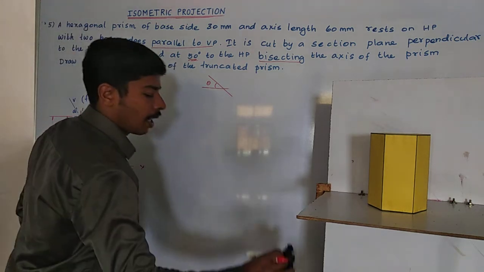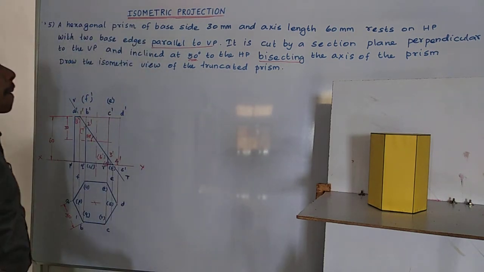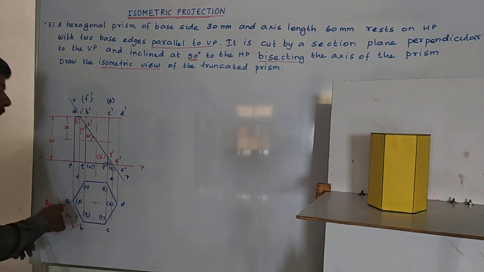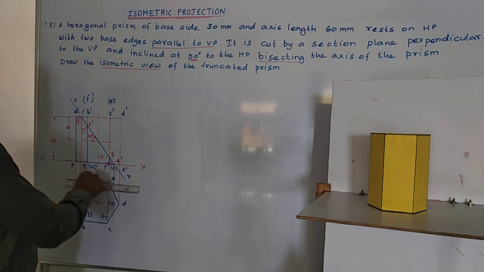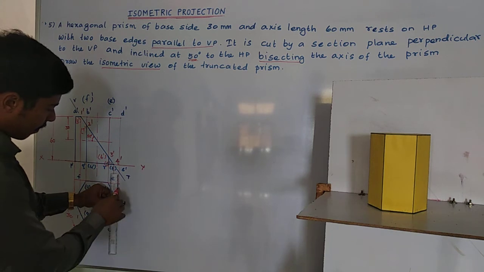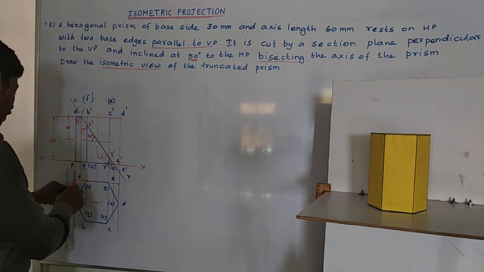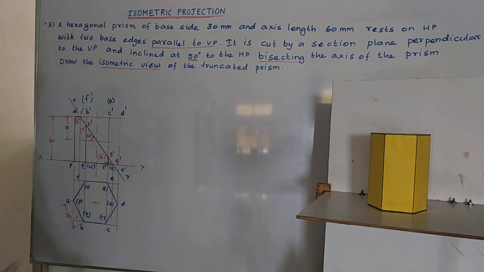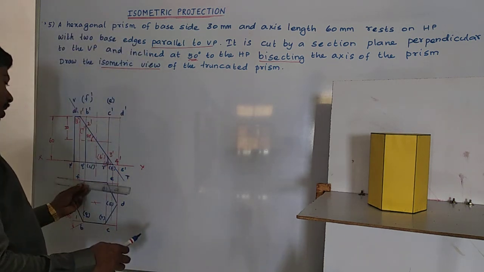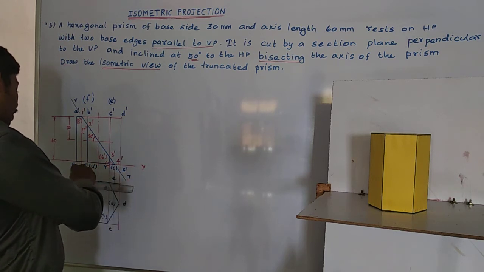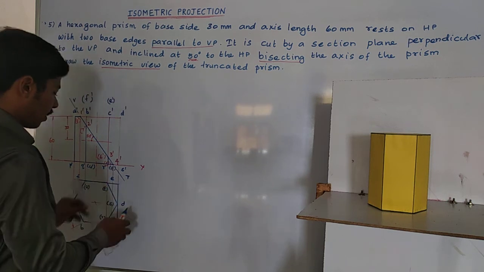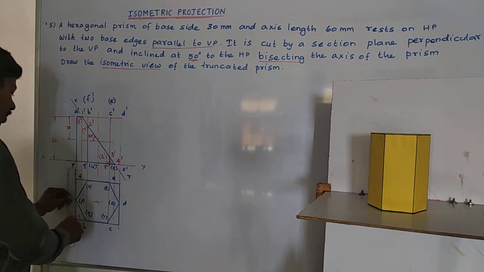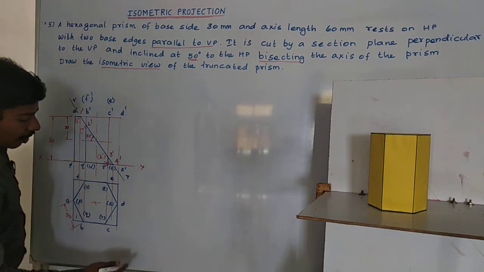Then go for drawing the isometric view. Isometric view is asked. So first we have to enclose the top view in a box. I enclose the top view in a box. For visibility, I make it dark. So we completed it. Then the view side: we have to view from this side.